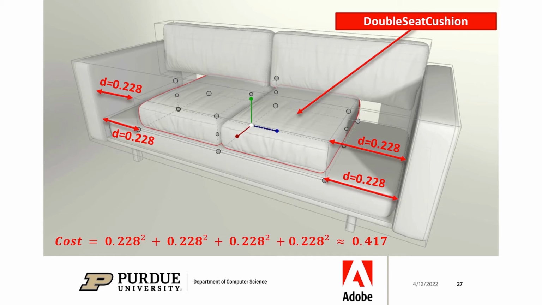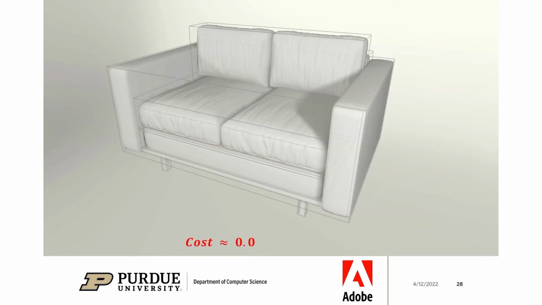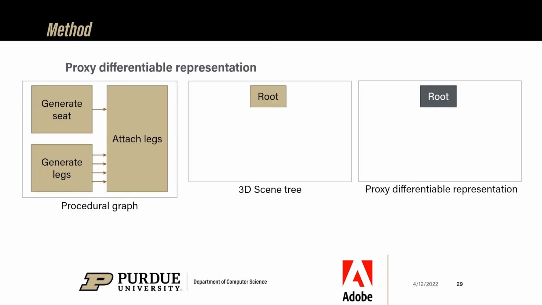Our system will try to modify the procedural model so that the double seat cushion bounding box matches the target set by the user. We use regular computational optimization, no magic involved. The cost function we try to minimize is simply the sum of square distances between the corners of generated and target bounding boxes. And here is the result. And it is fast, thanks to our proxy differentiable representation of the procedural model.